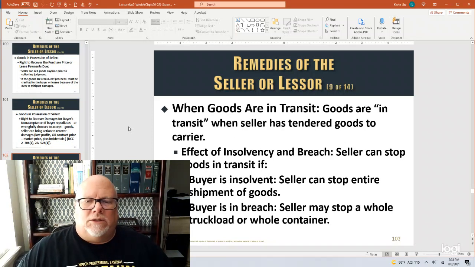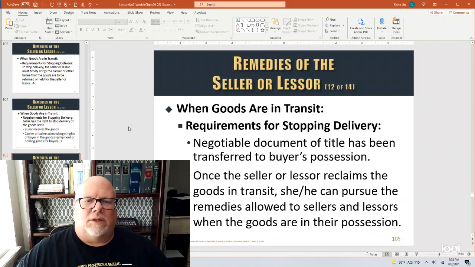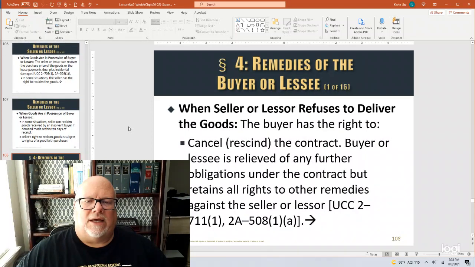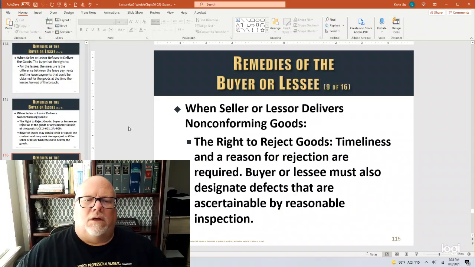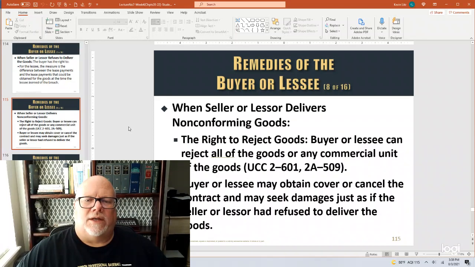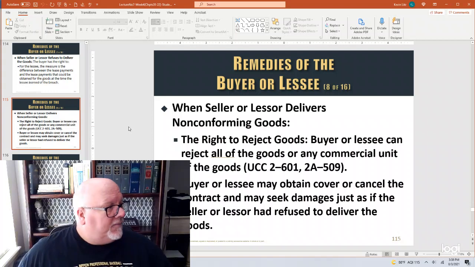Okay, goods in transit, I don't think there's any chance we'll test on anything like that, so I'll let you read through that. Let me keep going, because again, I want to focus on goods right now. I gave you non-conforming goods, just like I talked about. I gave you crap instead of good computer parts. You can reject all of them or any commercial unit. You can obtain cover. Really interesting.